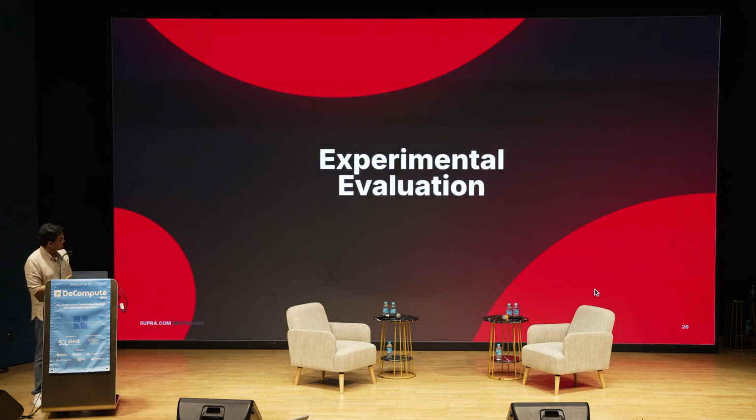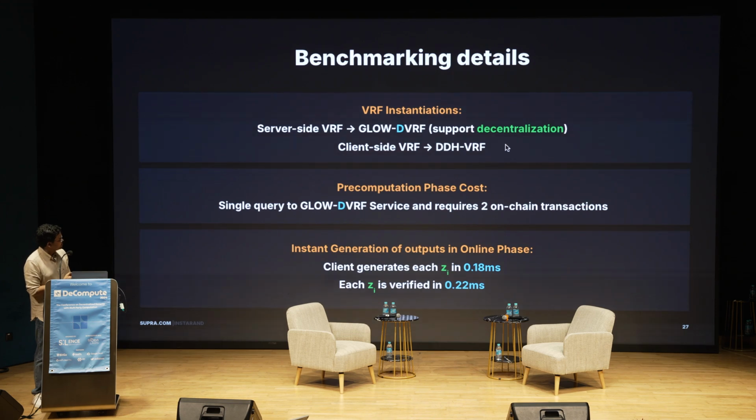So now coming to the experimental evaluation. As you can note, there are two VRF protocols, one on the server side and one on the client side. So we instantiate the server side VRF using the decentralized Glow VRF, and on the client side we deploy the DDH VRF or the Chainlink VRF. And our pre-computation phase requires a single query to the DVRF service, and that requires two on-chain transactions. So this is same as Glow DVRF of FlexiRand.